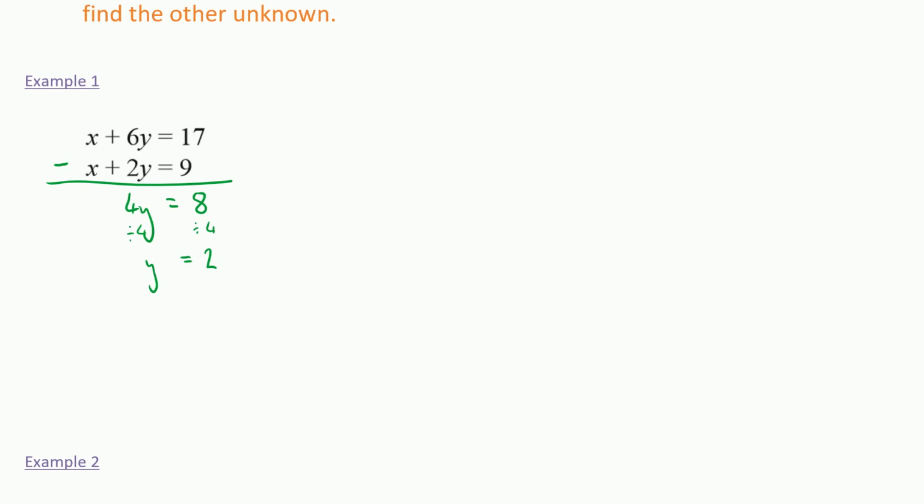Now to find my other unknown, I can choose any of my equations. I'm going to choose this second one here, only because it's slightly easier. There are fewer y's in this question than there are in this one. First of all, I'm going to write it out again. x plus 2y is equal to 9.